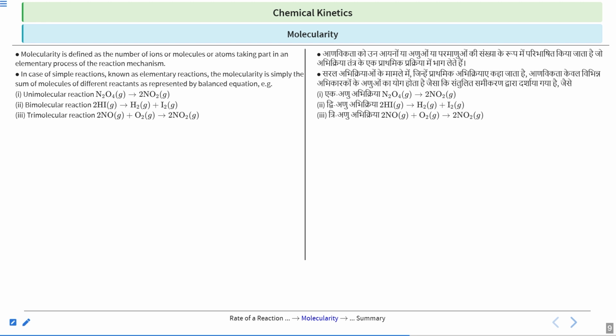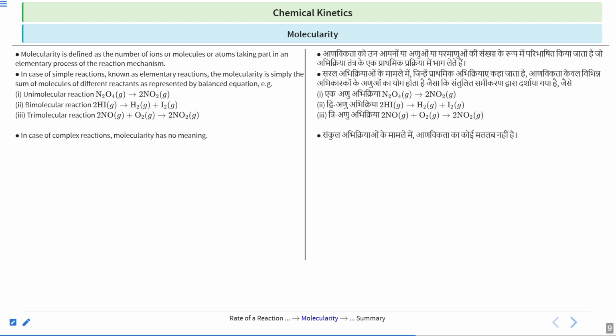Now, here you can see 2 moles of NO and 1 molecule of O2. So 2 molecules of NO and 1 molecule of O2, so the total will be 3 molecules. For this reason, it is a trimolecular reaction. Again, this reaction is taking place in one step. It is an elementary reaction.